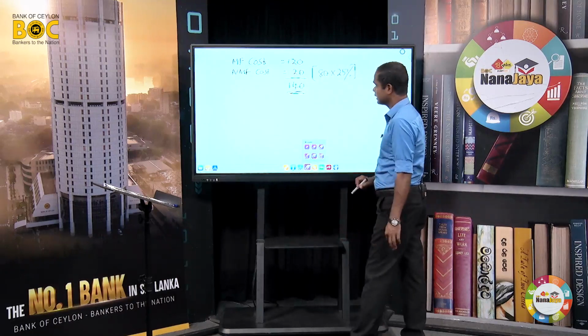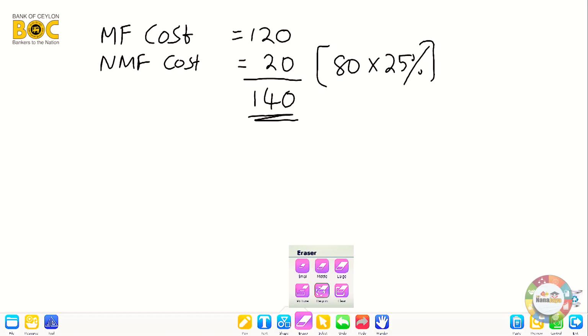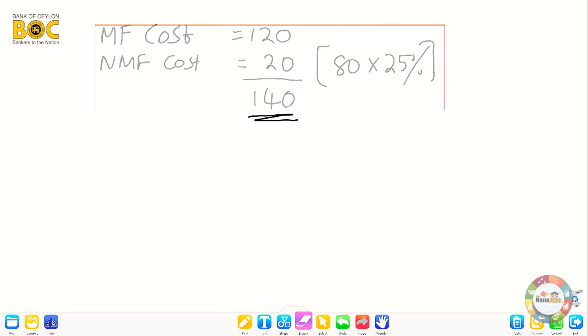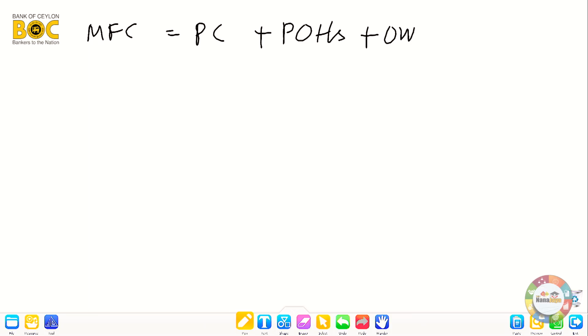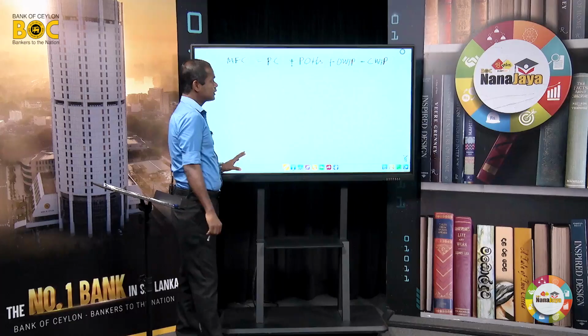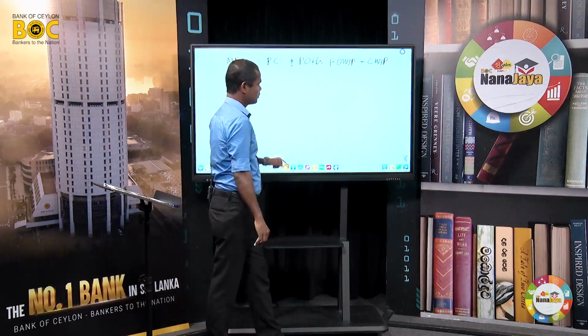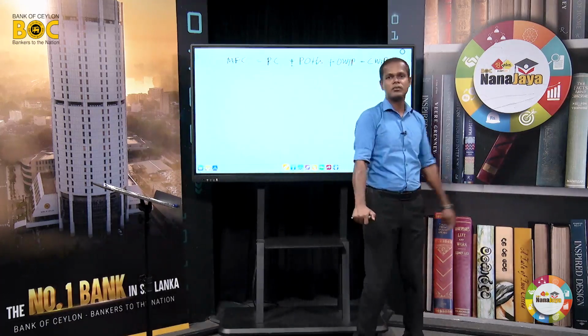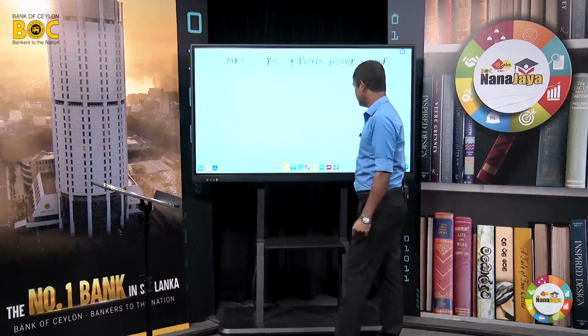The total manufacturing cost consists of the prime cost plus production overheads, or manufacturing overheads, plus opening work in progress minus closing work in progress. The manufacturing cost or production cost is equal to prime cost plus manufacturing or production overheads plus opening work in progress minus closing work in progress.